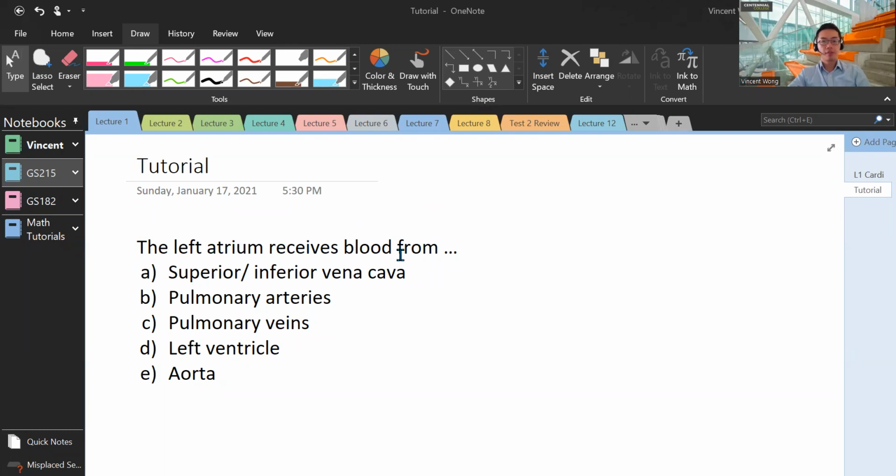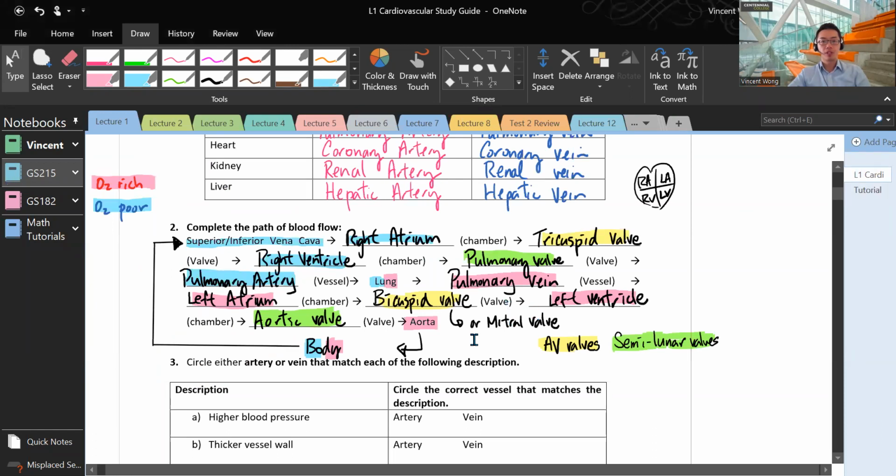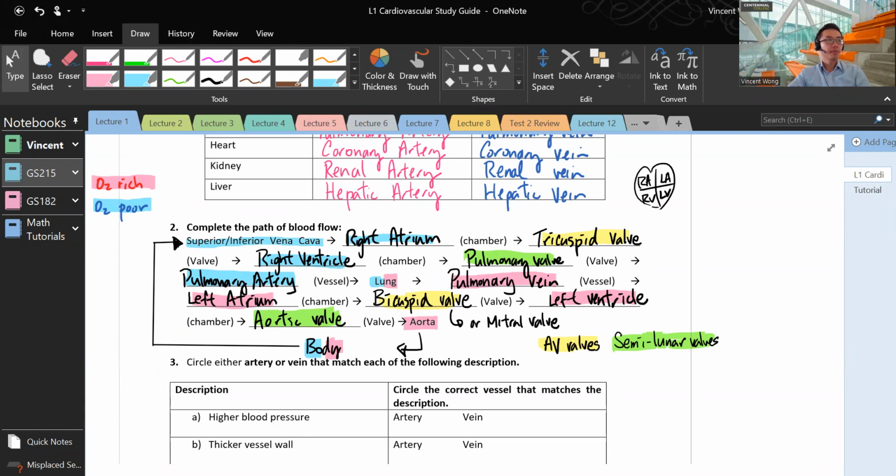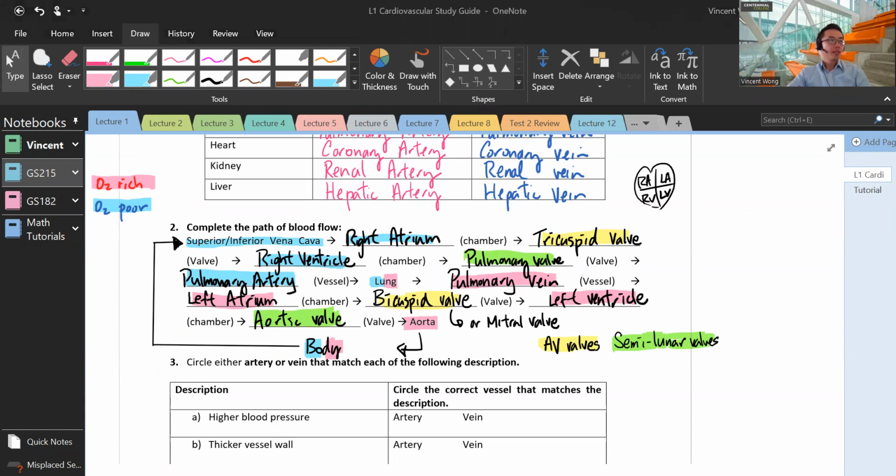Left atrium receives blood from the pulmonary veins. The answer is C. If you're not sure, you can just look back at the flow chart that we just did, right? We look at the left atrium, the structure that is immediately before the left atrium is the pulmonary vein. Okay. Alrighty, let's move on to the next question.